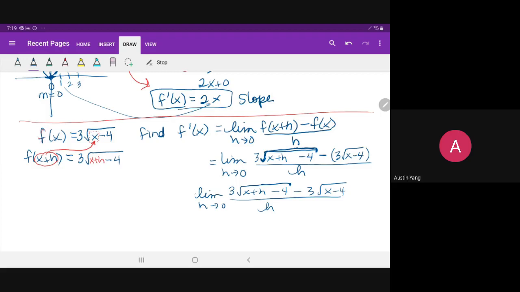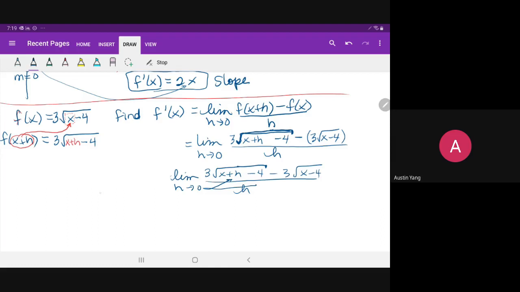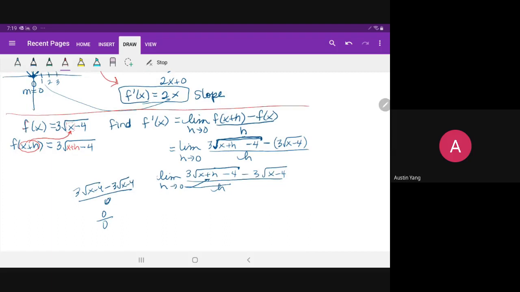Okay, so it's a limit. So what do you do? You substitute 0 in for H. So 3 radical X minus 4 minus 3 radical X minus 4 over 0. So I get 0 over 0, and you're like, thanks for nothing. That's indeterminate. So what do you do with radicals? Anybody have an idea? Conjugate, exactly.